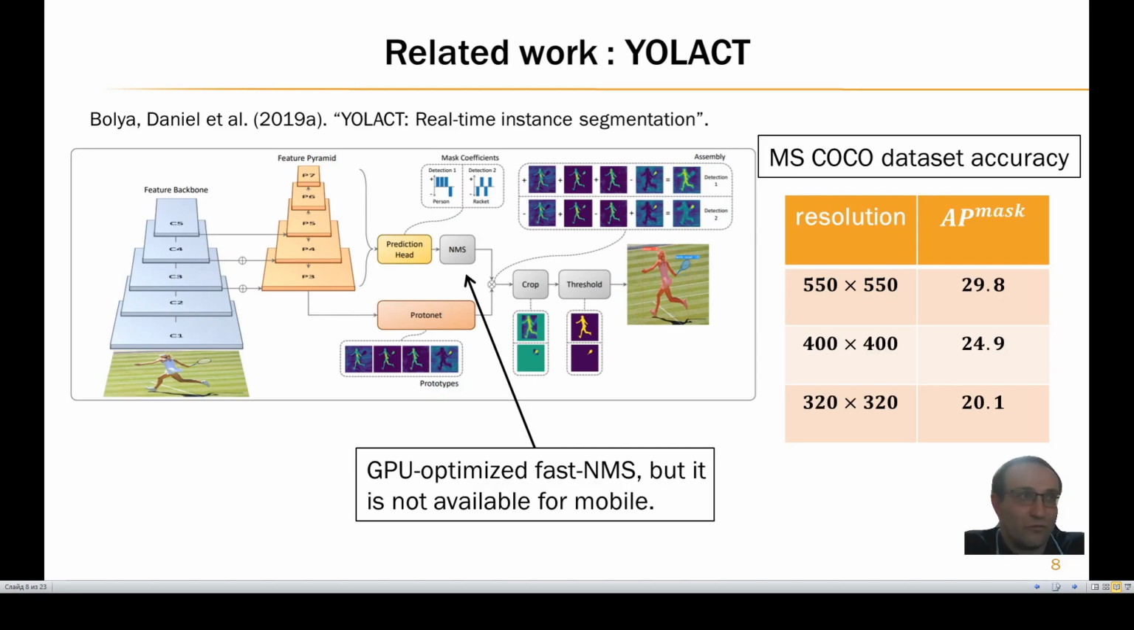For example, the authors of YOLACT report average precision mask 29.8 for 550 by 550 resolution, and average precision mask 24.9 for 400 by 400 input. Both use the same backbone, ResNet 101. Our own YOLACT training for 320 by 320 input size gives only average precision mask equal to 20.1 with the same ResNet 101 backbone.